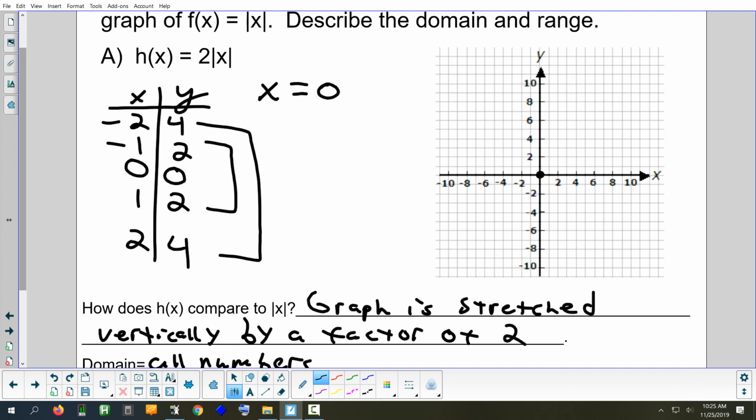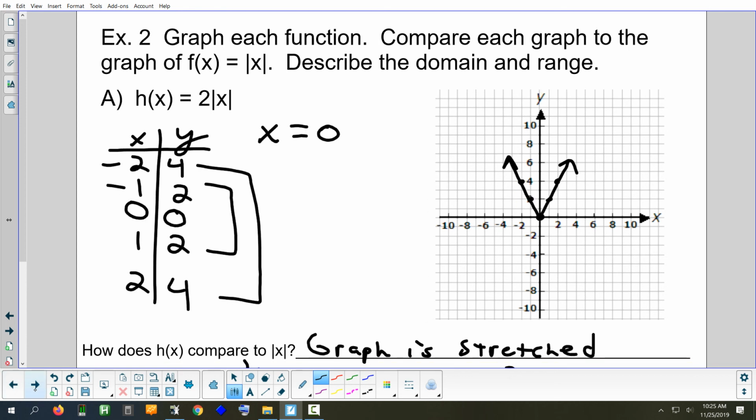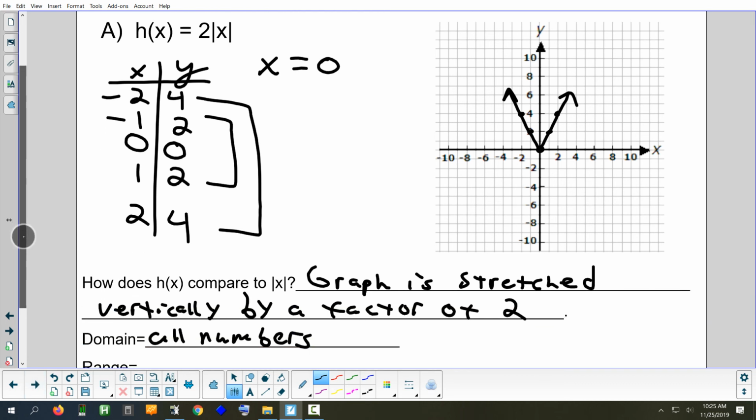0, 0. I just did that one first. We got to do them all. -2, 4. Right there. -1, 2. Right there. Let's see. 1, 2. And 2, 4. There's your V shape. Now, if you compare that to one of the ones we did earlier, look at that one. Look at that one. It got skinnier. That's what happened. It got stretched out.